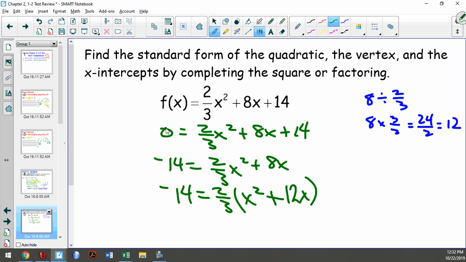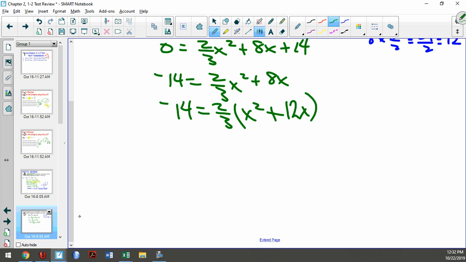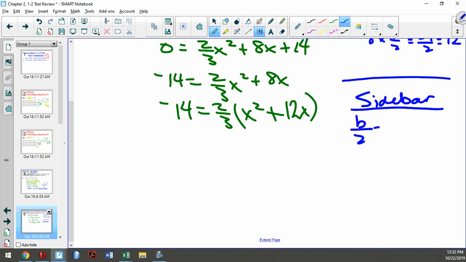Do we all understand what I just did? I took 8 and divided it by 2/3, which is my compressed factor there, yes? Now what do I do next? I'm going to do my sidebar. So my sidebar is going to come through by taking my b value. What is b? 12 divided by 2, which is 6. Squaring that, and that's 36. So where am I going to add the 36 at?